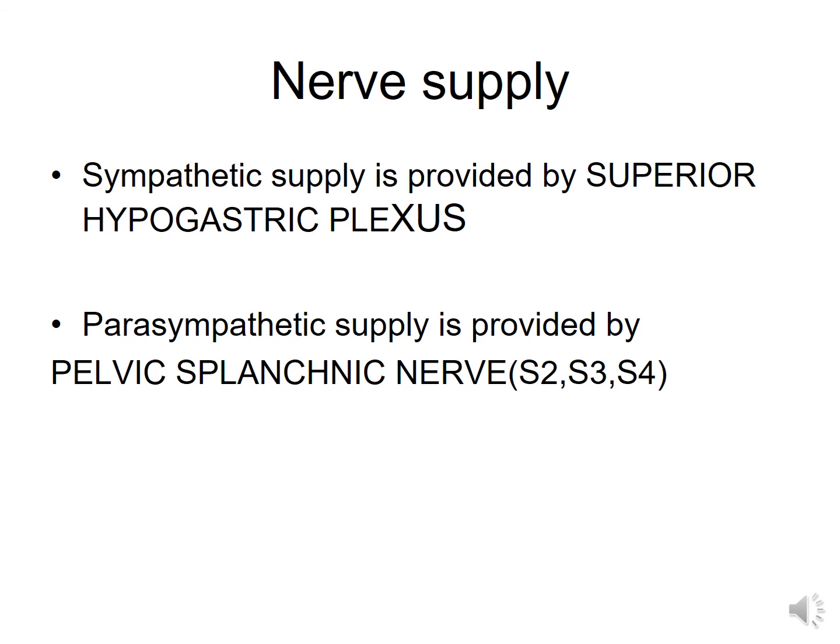Coming to the nerve supply, sympathetic supply is provided by the superior hypogastric plexus. Parasympathetic supply is provided by the pelvic splanchnic nerves.